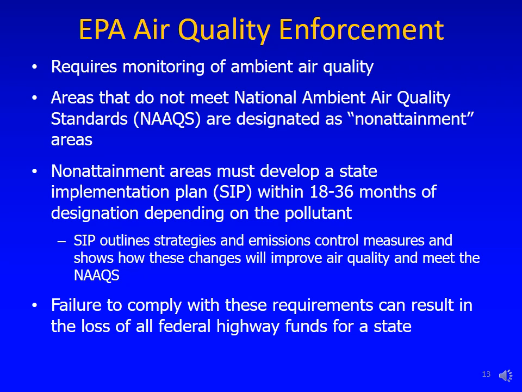The idea of the state implementation plan is that it outlines a strategy by which they can get back into attainment. And how does the EPA enforce these? Well, if you fail to comply with these requirements and you don't make significant progress on your air quality issues, then you can lose access to all of the federal highway funds for a state. This represents billions of dollars of infrastructure that every state wants to have. So that's really a strong incentive to meet the air quality standards.